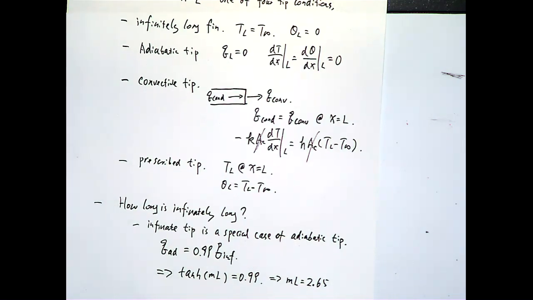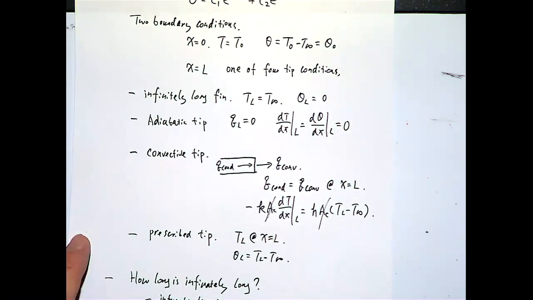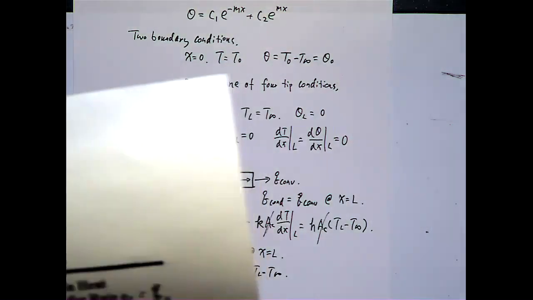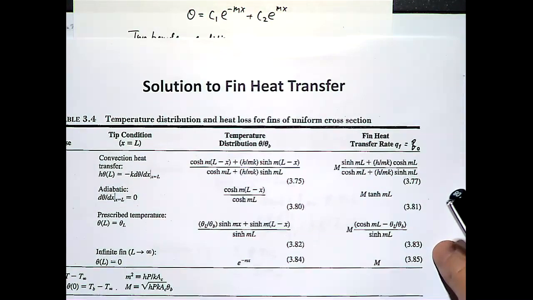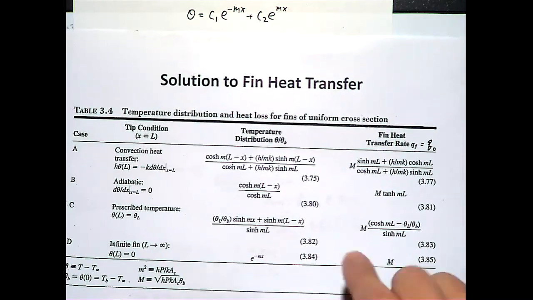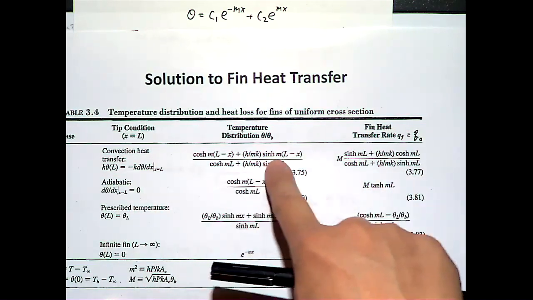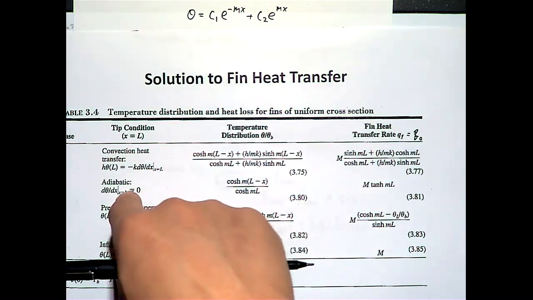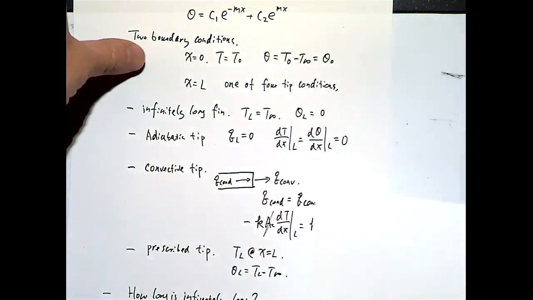And the other one is about how we can again utilize the adiabatic tip, by converting a convective tip to an adiabatic tip. The idea is that the solution for the adiabatic tip, these two equations, is much simpler compared to the convective tip case. So if we can convert a convective tip to an adiabatic tip, then we are dealing with a simpler problem. That's the next thing we can discuss.